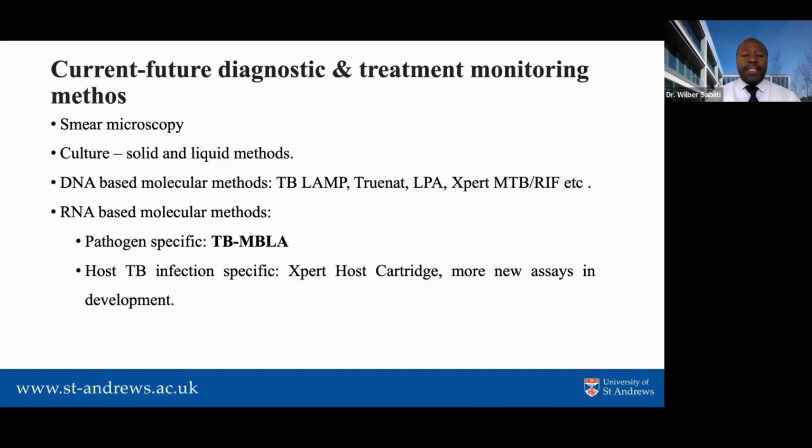Then we have the RNA-based molecular methods, and there are two types of this. The pathogen-specific, like the tuberculosis molecular bacterial load assay, and we will be discussing more details about it today. And then the host TB infection-specific methods. For example, there's the Xpert Host Response cartridge, which is now under evaluation. And there are some new assays in this field that are coming up. There are other diagnostics that are in the pipeline to diagnose tuberculosis.